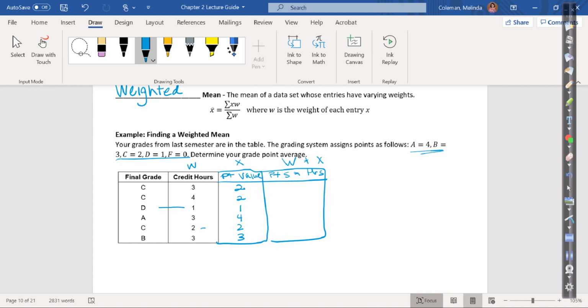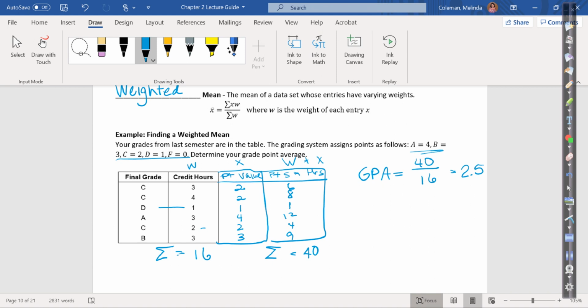So now I'll multiply. 3 times 2 is 6. 4 times 2 is 8. 1 times 1 is 1. 3 times 4 is 12. 2 times 2 is 4, and then 9. Add them all up. If I add up all of these, I end up with 40. Add up my credit hours, and I end up with 16. So my weighted mean, or my GPA in this case, is equal to 40 divided by 16, which if I use my calculator ends up with a GPA of 2.5.